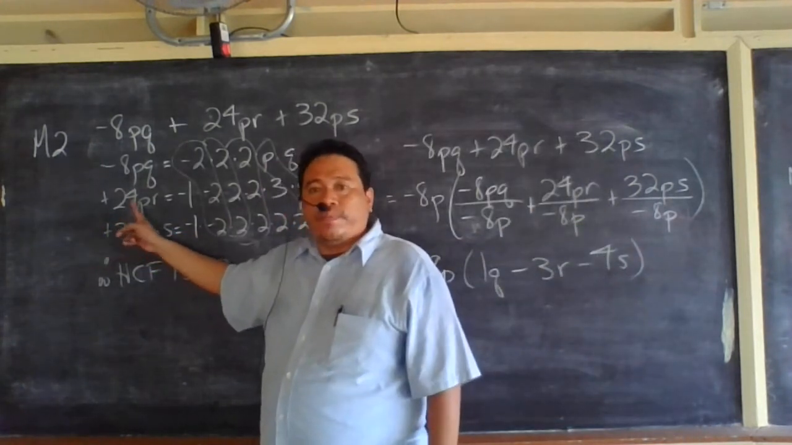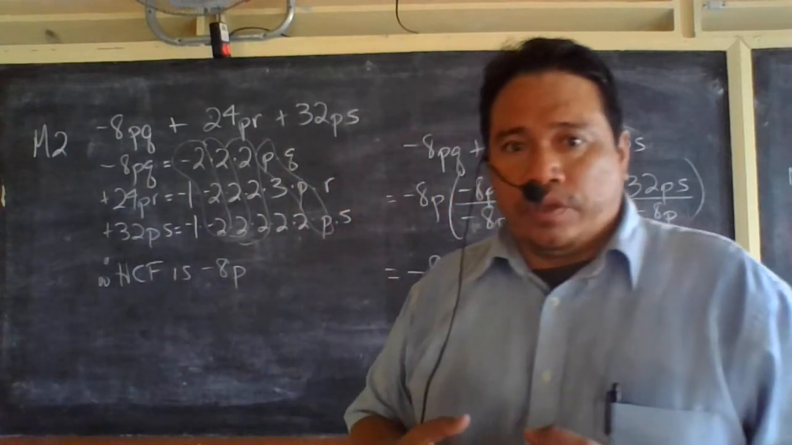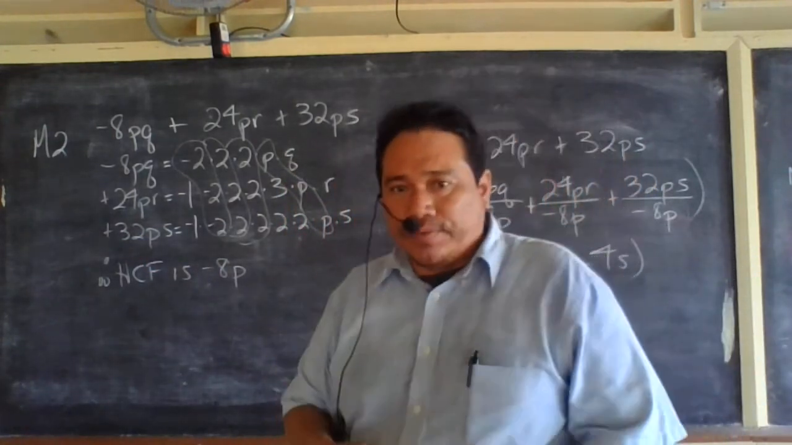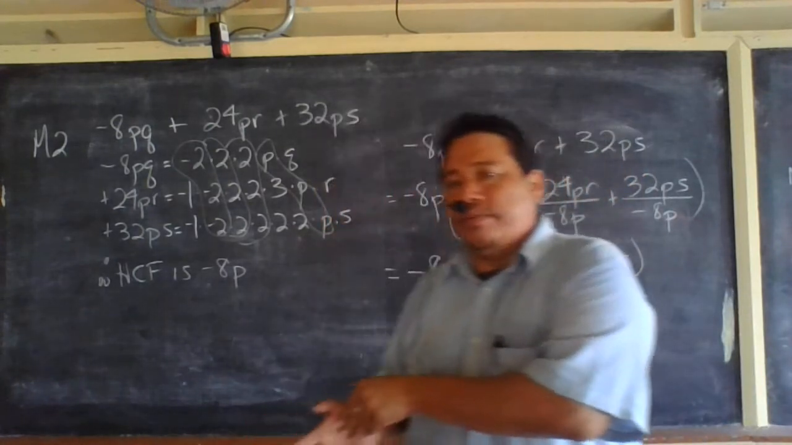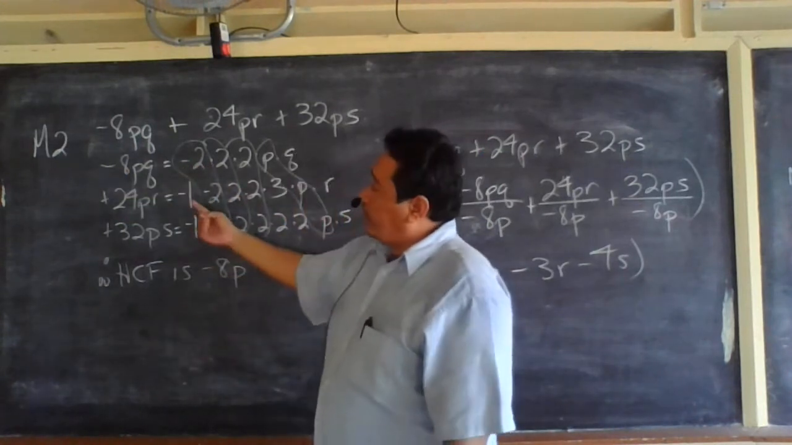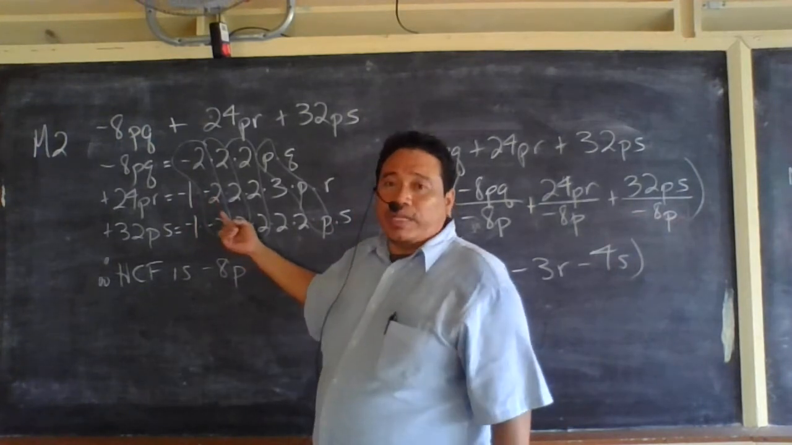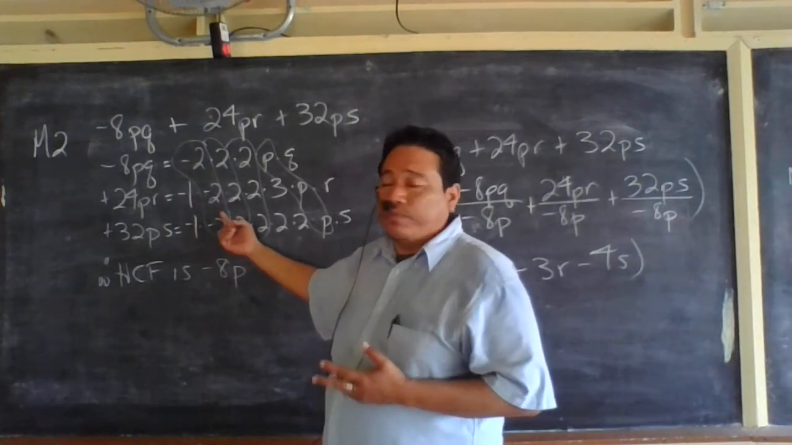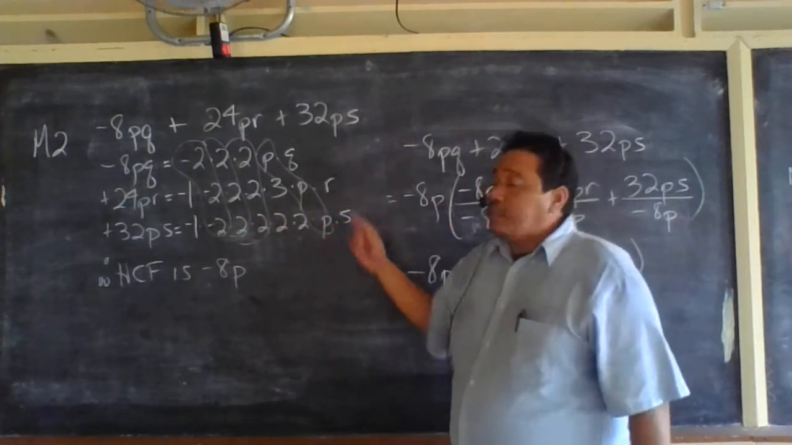Positive 24PR, and whenever you have a positive, you always are going to use a negative 1, and then whatever number you use as a negative. So in this case, I use negative 2 for the first one. So for the second one, I'll have negative 1 times the negative 2. That's what gives us the positive for the 24, times 2 times 2 times 3 times P times R.